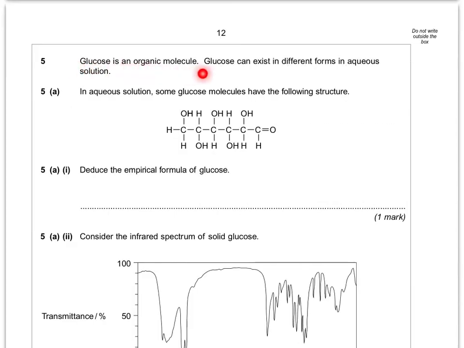Glucose is an organic molecule. Glucose can exist in different forms in aqueous solution. Here's glucose. Deduce the empirical formula of glucose. Now, I don't know why they've asked this question. It's a Chem 1 question, really. It's a bit of a waste of a mark, I think, in terms of where they're concerned.